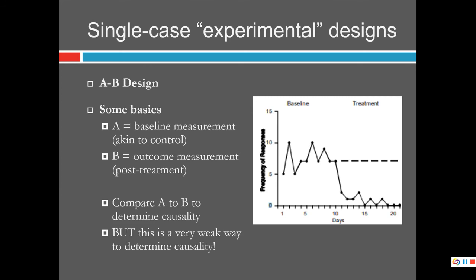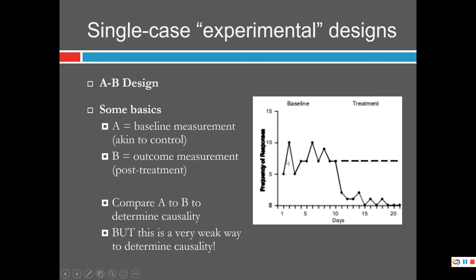So what you're trying to do here is say, well, we know what a baseline is like, we've instituted something, and we can see now that our treatment had a result. So people are trying to use these to infer causality, but we know from all the other things we've talked about in this class that this is a pretty weak way to do it.